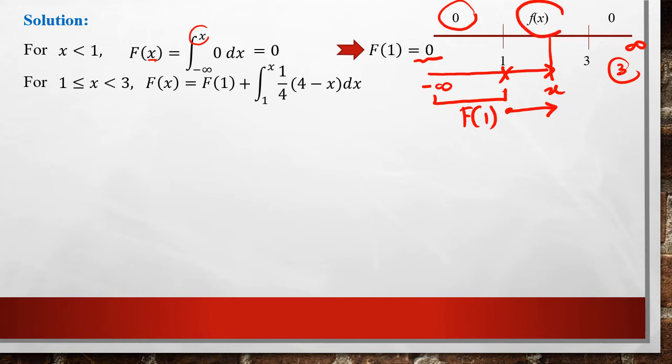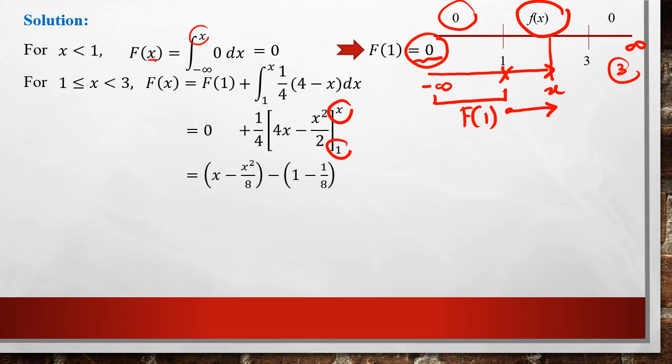What function do we need to use? The function 1 over 4 multiplied by 4 minus x, with respect to x. Okay? So we just have to integrate one part, because we already know capital F of 1 is equal to 0. So it will be 0 plus the integral of 4 minus x, which is 4x minus x squared over 2, from 1 to x, and then multiplied by the constant 1 over 4.